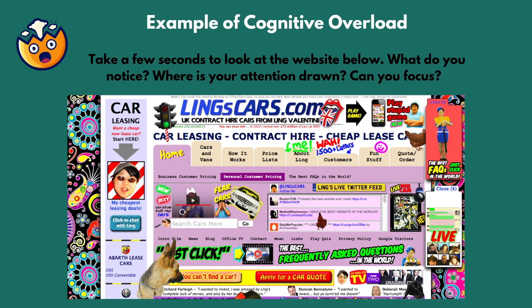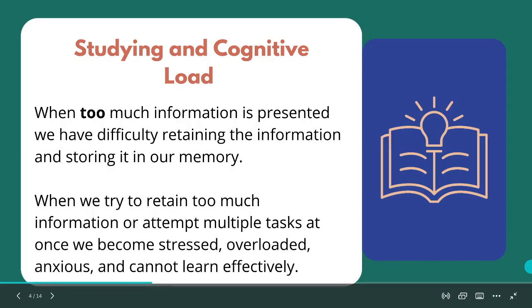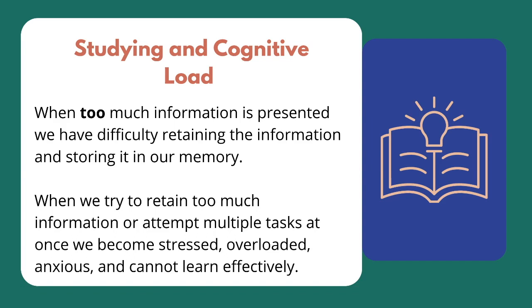So, let's talk about how this affects your studying. How does studying and cognitive load relate? Just like we saw on that website where there was just too much going on, when there's too much information presented, we have difficulty retaining the information and storing it into our memory, right? It's like out of mind, out of sight. So when we are attempting to study, if we're doing multiple tasks or we have too much information that we're trying to retain and trying to really understand and digest, what happens?